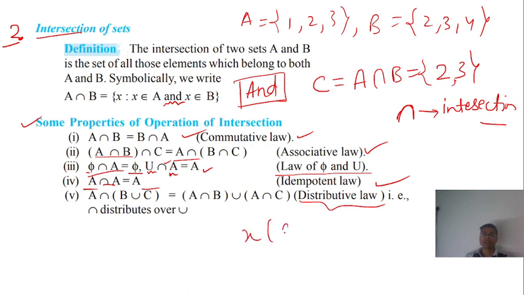As you know that A plus B, you just simply say this. So that's why we can also distribute union and intersection into each other. So this is called the distributive law.